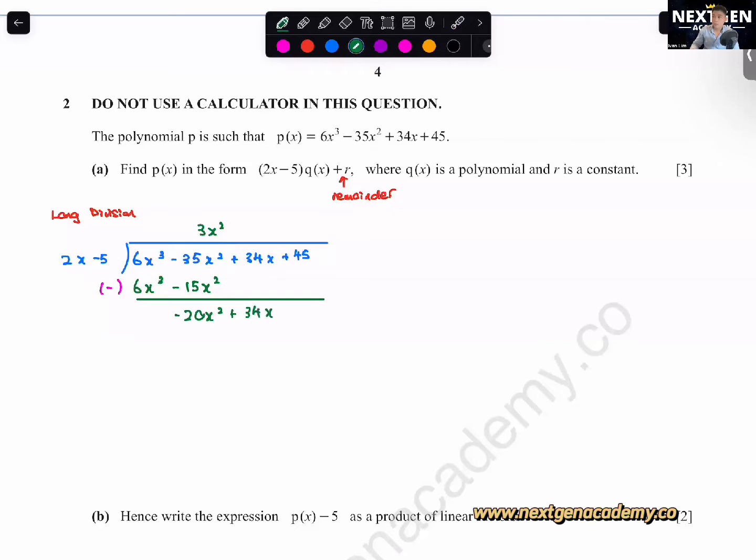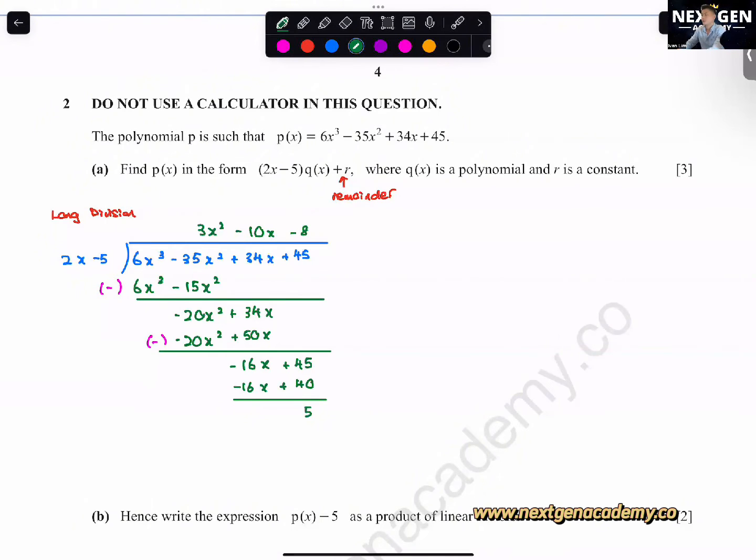Okay, plus 34x. And the next one, minus 10x. So here will be minus 20x squared plus 50x. Okay, put a minus here. Minus 10x minus 50x. Here you get minus 16x plus 45. Okay, then the last one, you get minus 8. Minus 16x plus 40. And this is your remainder. Okay, this one is your remainder.